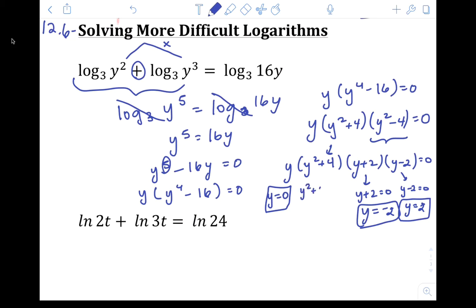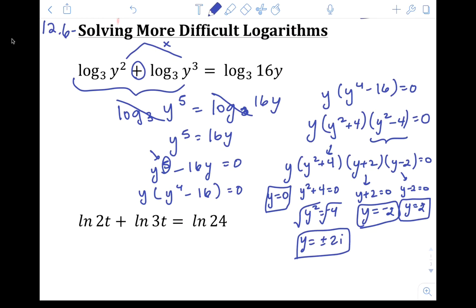Well, if you set y squared plus 4 equal to 0, and you subtract the 4, when you force the square root, you have to show plus or minus. That's always going to happen. And what is the square root of negative 4? 2i. It's imaginary. Did we get 5 solutions? Yes, we did. 2 of them aren't real. They're imaginary. But 3 of them are real.